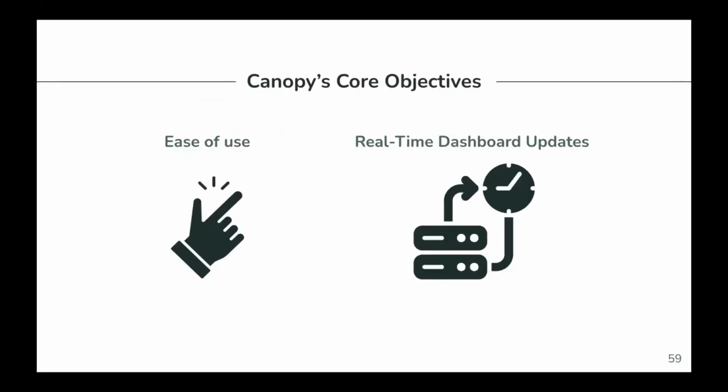When we set out to build Canopy, two of our key goals were ease of use and real-time dashboard updates. We wanted to create a solution that would be as easy to set up and use as possible. We also wanted to deliver a true real-time experience, meaning our dashboards would update instantaneously as log data streamed in. After building our prototype, we identified limitations in our architecture to both of these goals.